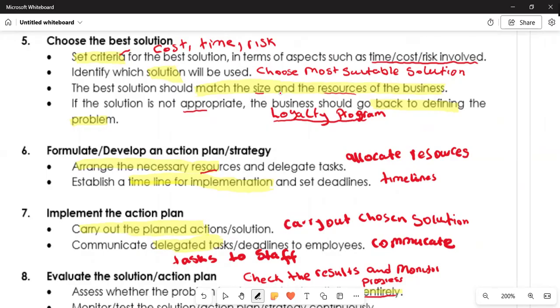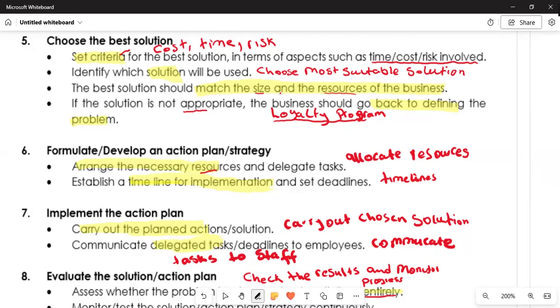With this, we can make an example whereby we are going to design a loyalty card. Remember, that is the solution that we go for when we say we go for a loyalty program. So now we design the loyalty card, train staff to promote it, and launch the program within 2 weeks. So that is that. Now we implement the action plan. We carry out planned actions or solution.